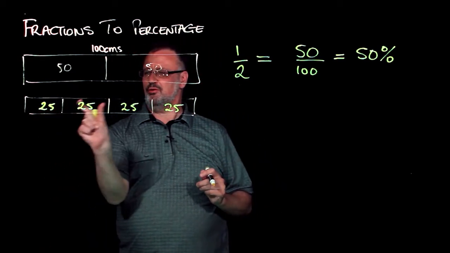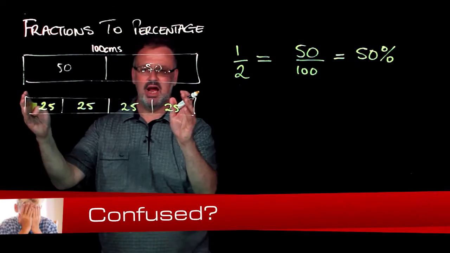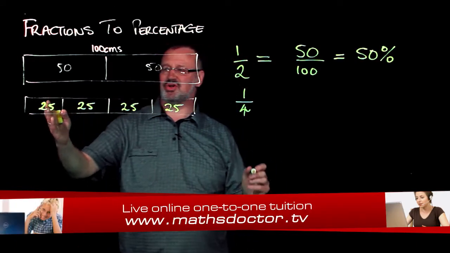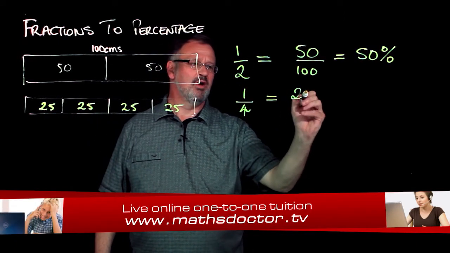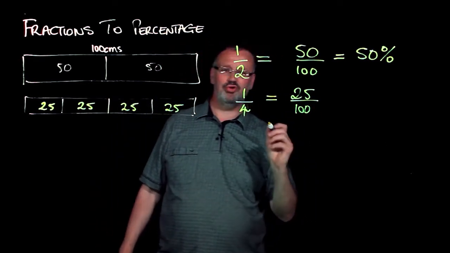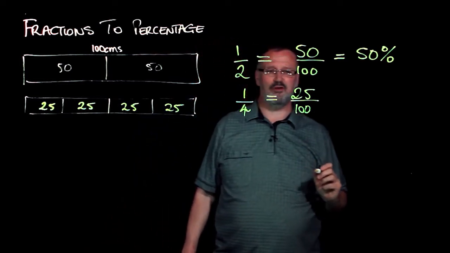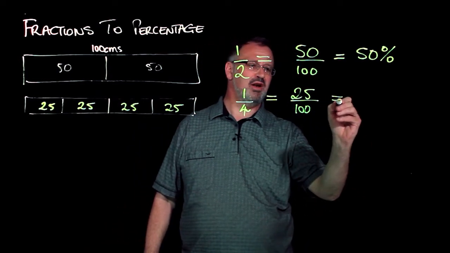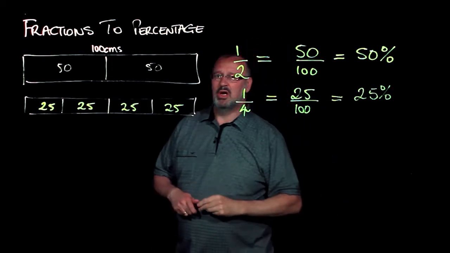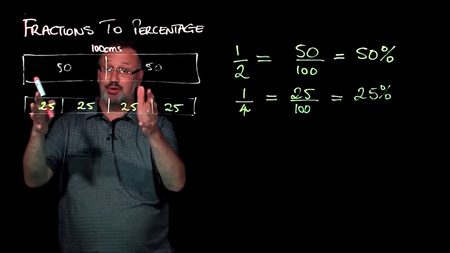So what fraction of this bar is this first portion here? Well, it's 1 out of 4, 1/4. And how many cents is that? Well, it's 25 out of 100. So I can say, using my equivalent fractions, a quarter is equivalent to 25 one-hundredths. And now I take my last step and say this is 25%.